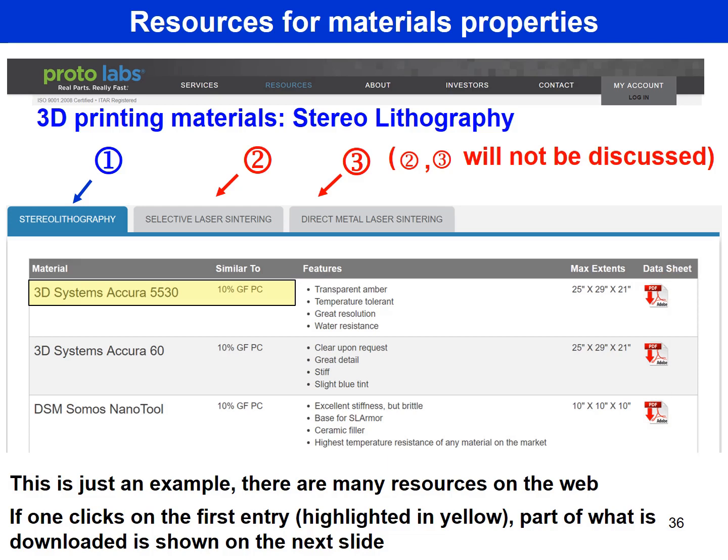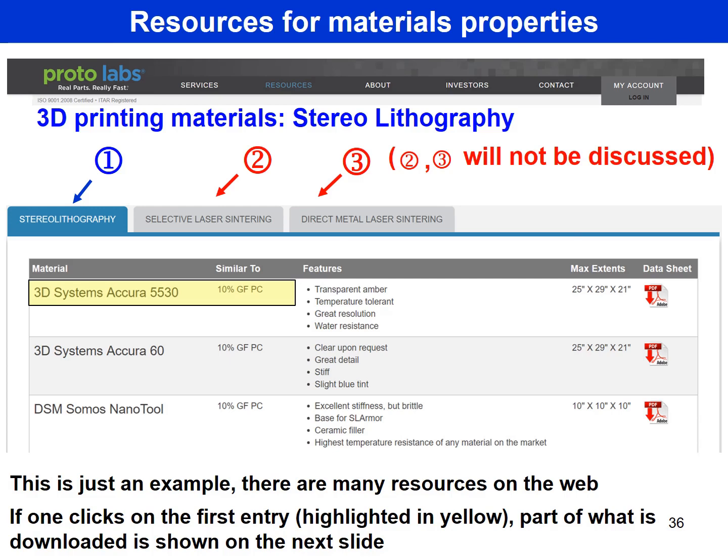And there are a number of companies that will make both the materials and the printers. This is just an example. I want to emphasize again, there are many resources on the web. If one clicks on the entry that's highlighted in yellow, part of what is downloaded, it will be shown on the next slide for completion.